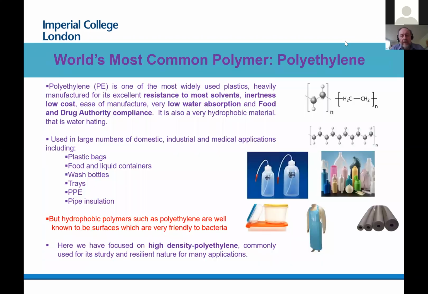So the polymer that we're going to be focusing on today is, in fact, the world's most common and indeed cheapest polymer. It's polyethylene. And you'll find polyethylene in probably most houses in the world, whether it's the rubbish bags, it could be cups, containers, plastic materials of all sorts are often made out of polyethylene. So pipe insulation, wash bottles, food, liquid containers, plastic bags. Many materials that you buy food from in the supermarket, for example, will come in polyethylene containers.